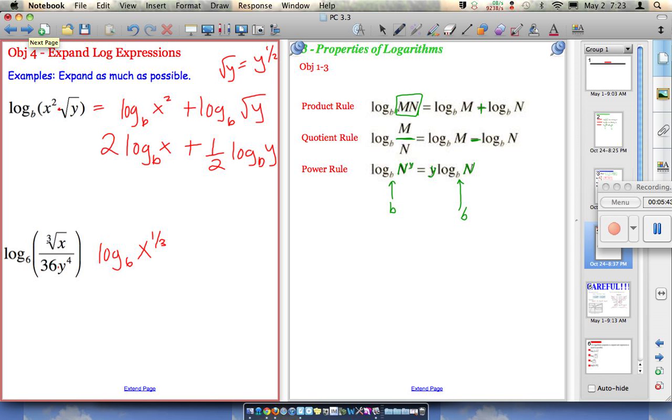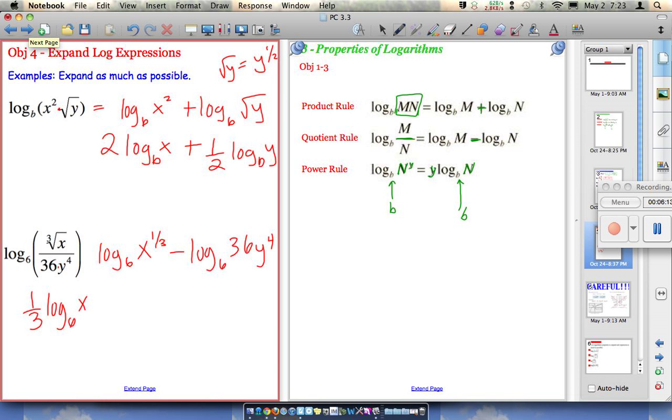So I'm already trying to think about my next step here. So I'm changing the cubic root of x to x to the 1/3, minus log base 6 of 36 y to the 4th. So the first expression will be simplified after one more step. Take out the power. So I'm fully expanding. It pretty much means get a very simple term inside of the log. Get everything out if you can.